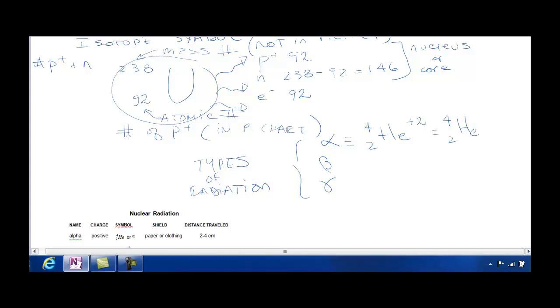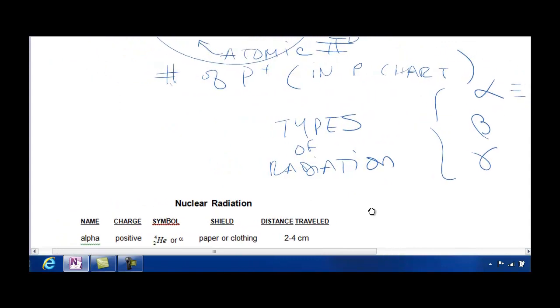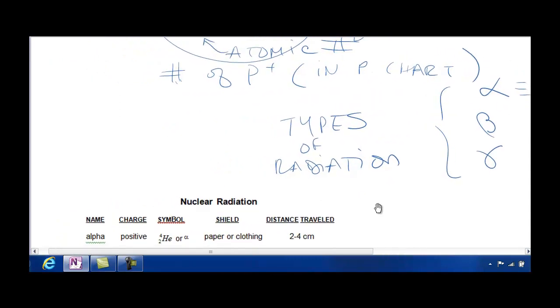Do I make this bigger? Yes. Is that better? The shield, paper or clothing, that's good enough. The distance that an alpha particle usually travels is 1 or 2 inches, 2 or 4 centimeters. So it's not very penetrating at all. Okay, so we're looking at the charge, the symbol, the shield, and the distance to characterize the different types of radiation.